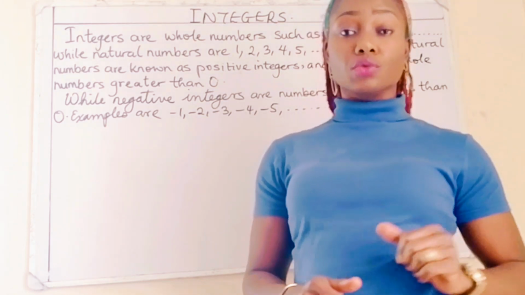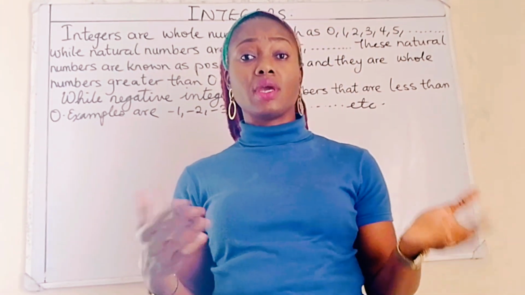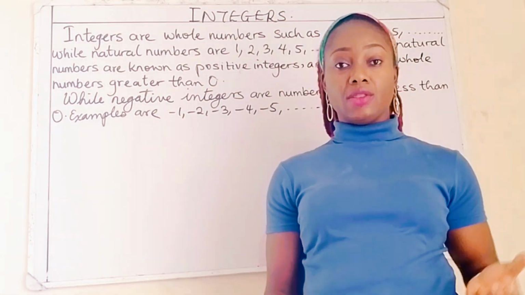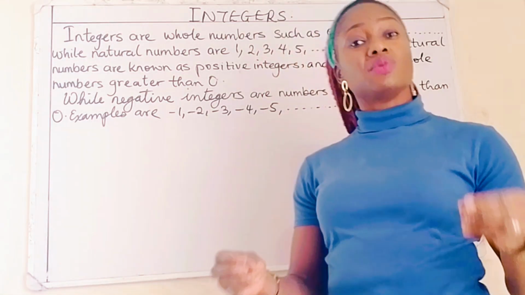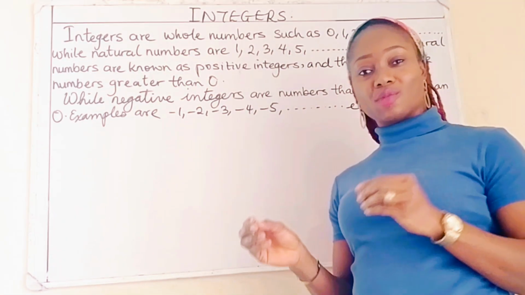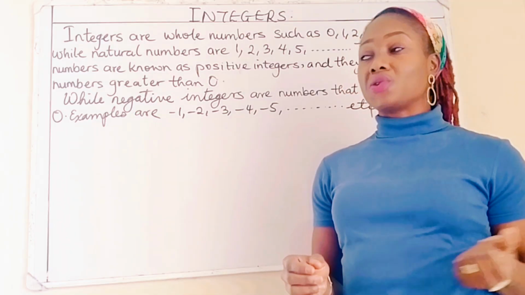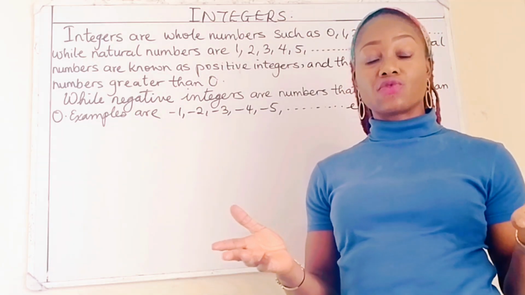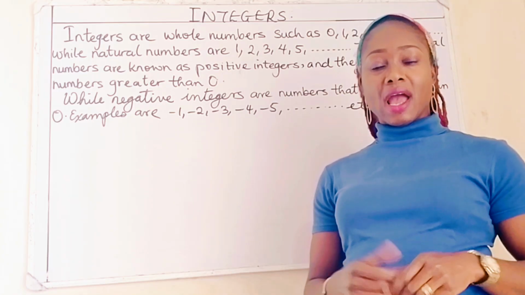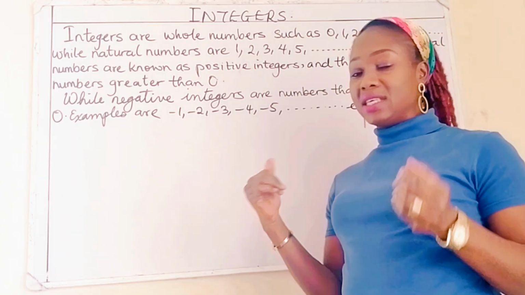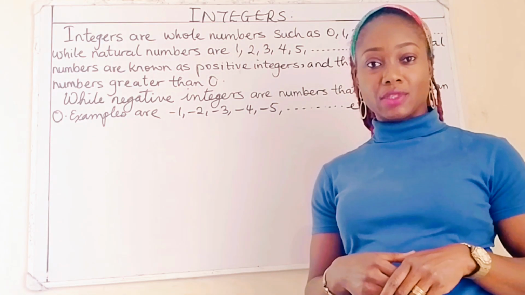Remember, back then in school, we were taught that we can take away a smaller number from a bigger number. But in this case, when we have our negative integers, we're going to be taking away bigger numbers from smaller numbers. Gone are the days where we used to hear we cannot take bigger numbers from smaller numbers. That's impossible. But yes, there's a way out. And what is that way? Using integers to solve our problems.